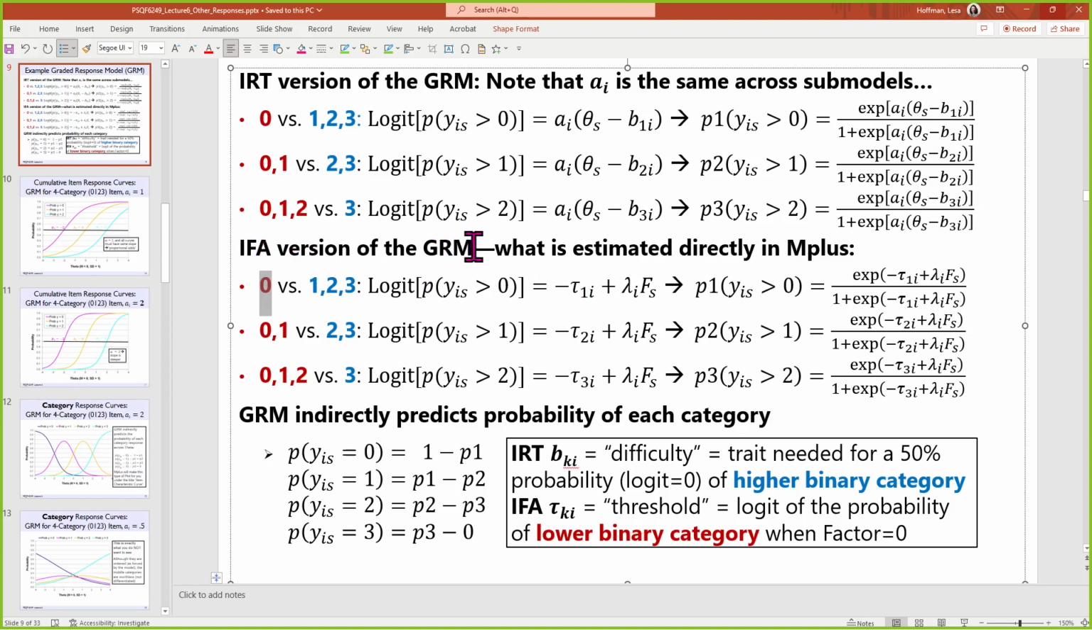So whether you get logits or probits depends on your estimator. If we're using full information maximum likelihood, can we have logits or probits or both, or either? Both. Yeah, we could have either one. In WLSMV limited information, then we're stuck with probits.